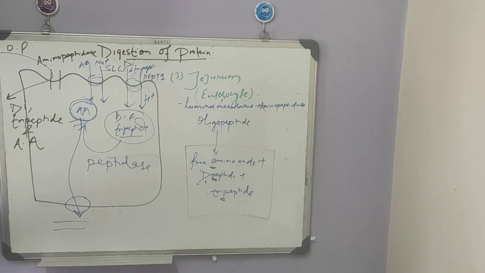So we saw how protein we take in our diet gets digested at different levels: stomach, duodenum and jejunum, and finally in the enterocyte to their simplest form, that is amino acids. So this was all about today's lecture.